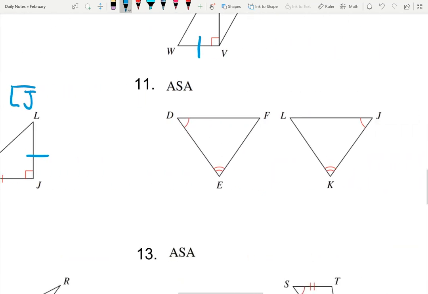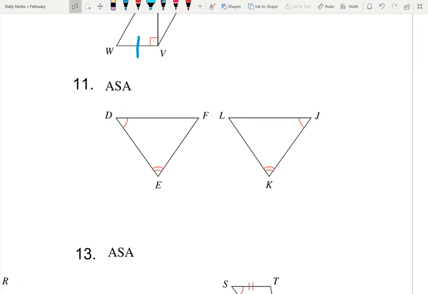All right, looking at number 11, angle side angle. So again, notice the side has to be between the two angles. So here we have two angles. And so if we're looking for the side between them, it can't be DF because DF is not between the angles. Can't be EF. It's going to have to be DE. DE is the side that goes between those two angles.